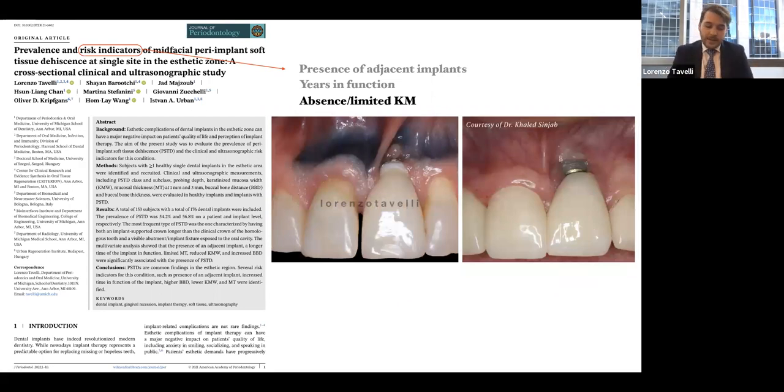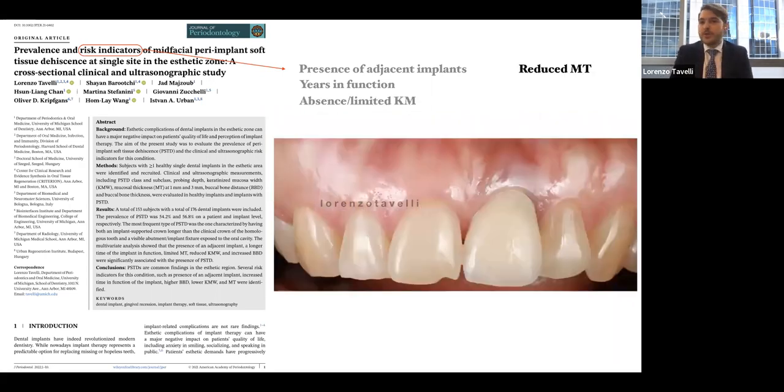But, and here is a factor that I want to highlight, absence or very limited keratinized mucosa. So one more time, the keratinized mucosa plays also a role on the aesthetics, because if I place an implant in the anterior area and I only have alveolar mucosa, it's very likely that maybe not right away, but over time, my implant develops an apical shift compared to the adjacent level, and I will have a peri-implant soft tissue dehiscence.